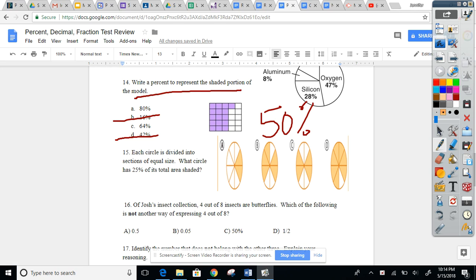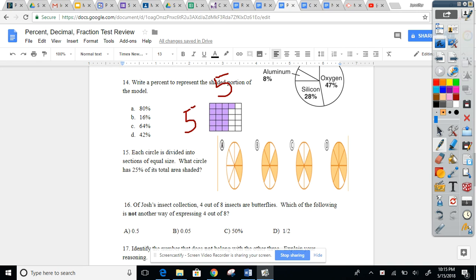To me, this looks like it's closer to half than it is to being fully shaded. So if I was making an educated guess, I would say that the answer was C, but let's work it out to make sure. Okay, so if you look at your shaded area, let's do the top. 1, 2, 3, 4, 5. Okay, so this square is 5 blocks wide and 5 blocks tall. So 5 times 5 is 25. So the whole thing right here is 25 little blocks.